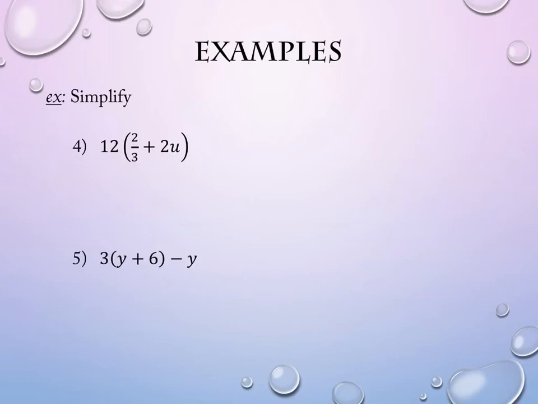Once you've distributed through there, the parentheses are no longer a part of the process. Yeah, but then you need to combine. Are there like terms? Yes. Which terms are alike? Right. It would be like a 1y, so 3y minus 1y. 2y plus 18, right?